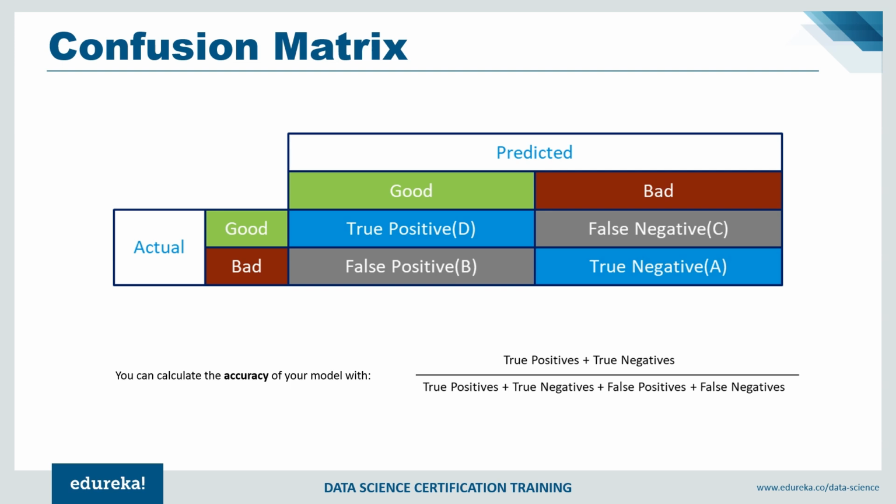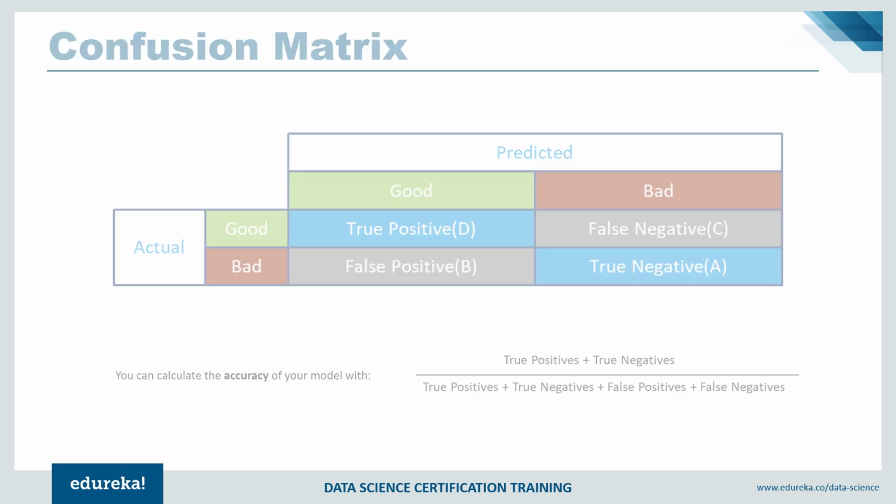So as you can see in the image, we have good, bad for predicted as well as actual. And as you can see here, the true positive D and the true negative A are the two areas where we have predicted it was good and the actual value was good. In true negative A, we have predicted it was bad and actually it's bad. So a model which gets the higher true positives and true negatives are the ones which have the higher accuracy. So that's what confusion matrices are for.